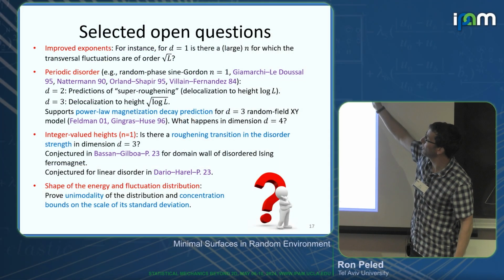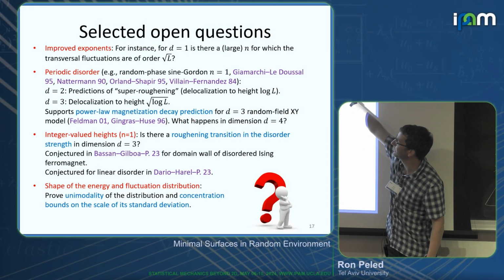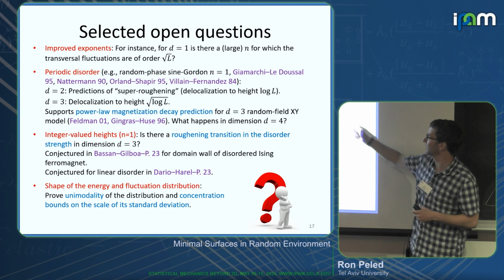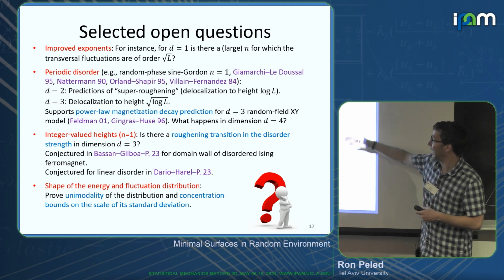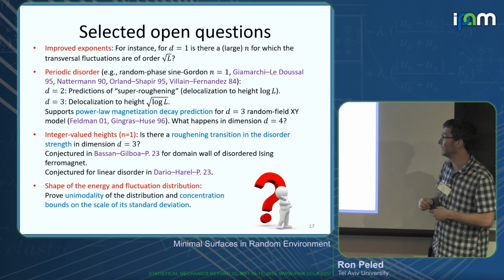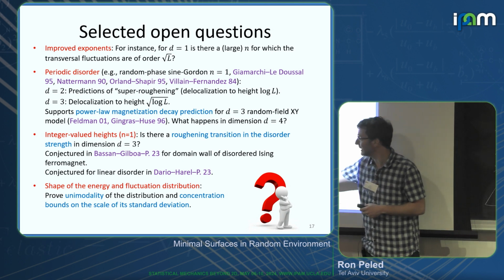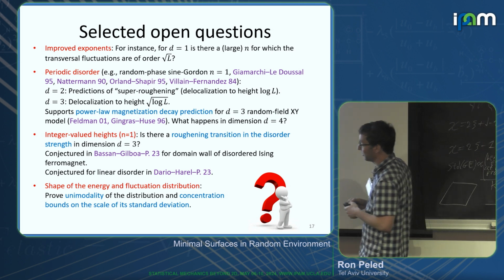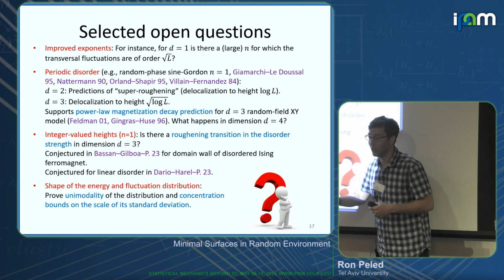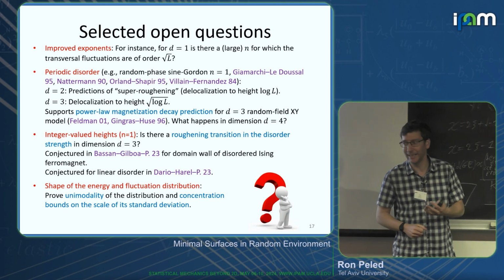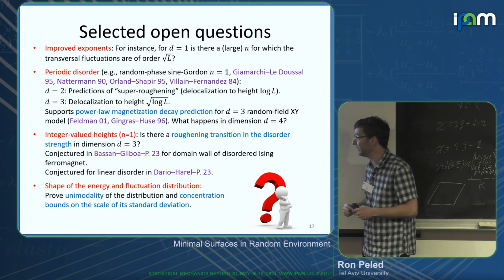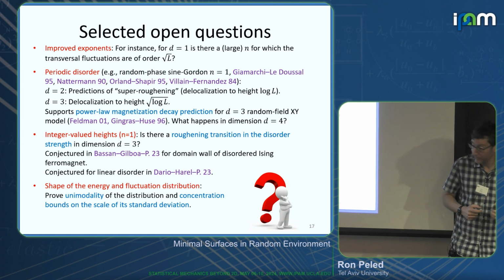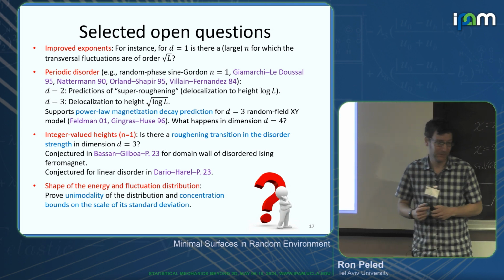Periodic disorder has a lot of interesting conjectures. There's super roughening in 2 dimensions and apparently log fluctuations in 4 dimensions. So this is not listed here, but there is a reference. The roughening transition that was mentioned in the disorder strength. An interesting thing that was recently proven by Ganguly, Basu, and Allan Sly for a different model is to understand the concentration of ground energy on the scale of its standard deviation. So in 1+1 dimensions, Riddhipratim and Allan found a technique to do that. Can that be done in other dimensions too? So these are basic issues.